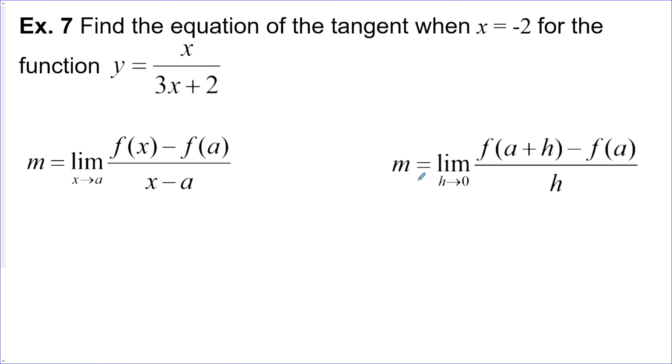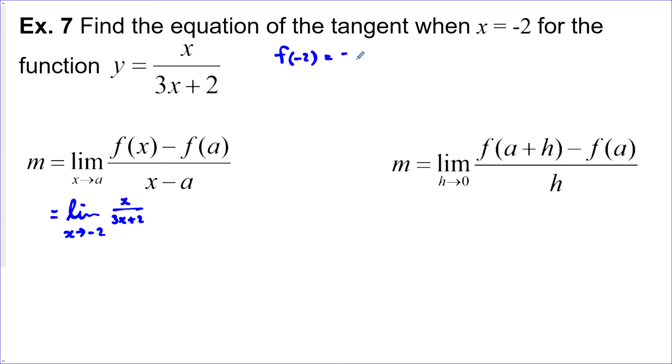Find the equation of the tangent when x equals negative 2 for the function y equals x over 3x plus 2. Let's use formula 1 and formula 2 to do this. So for formula 1 we have the limit as x approaches negative 2. First we want f of x, so that would be x over 3x plus 2. And then we want f at a. In this case, our a is negative 2. So I'm going to write it up here, f at negative 2, because I also need it over here.